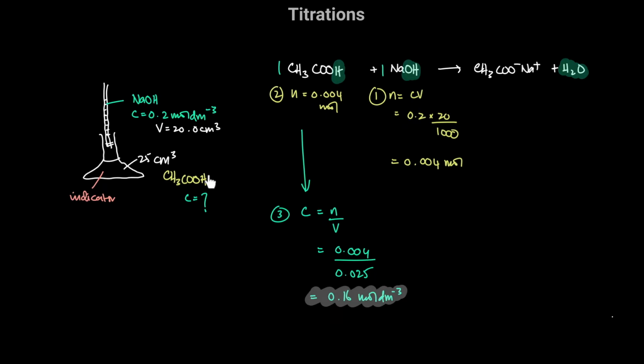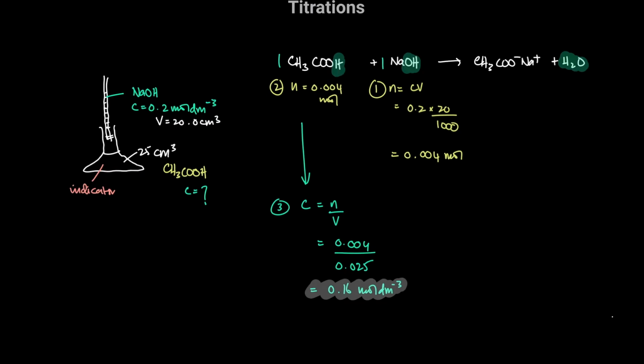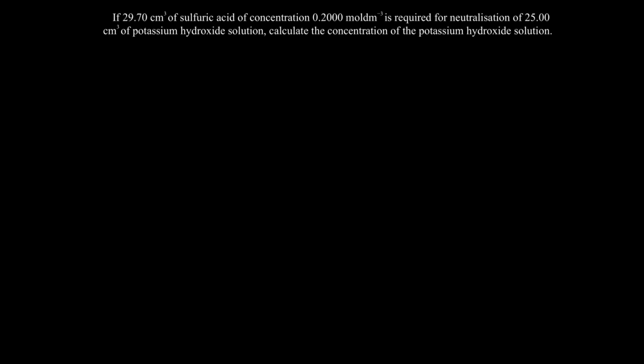Titrations can help us determine information about unknown quantities or unknown solutions. Here we were able to determine the concentration of ethanoic acid in the solution using a known solution. The question says: if 29.70 cm³ of sulfuric acid of concentration 0.2 moles per dm³ is required for neutralization of 25 cm³ of potassium hydroxide solution, calculate the concentration of potassium hydroxide.